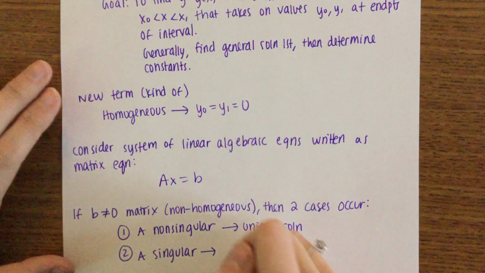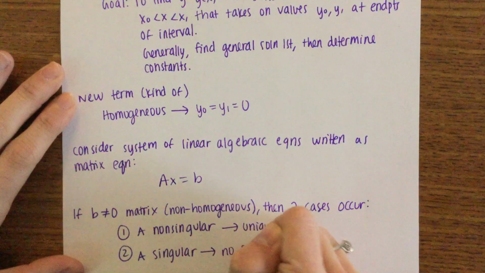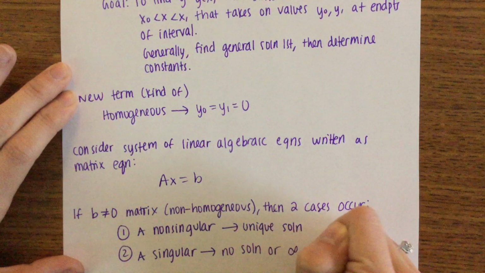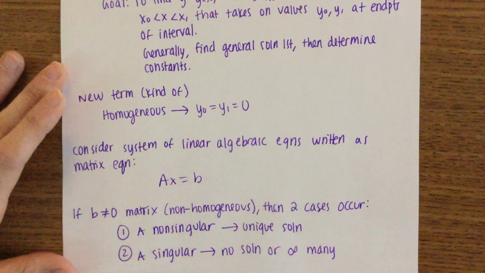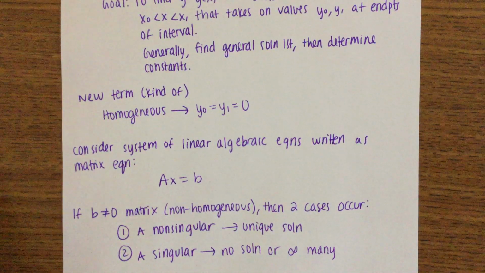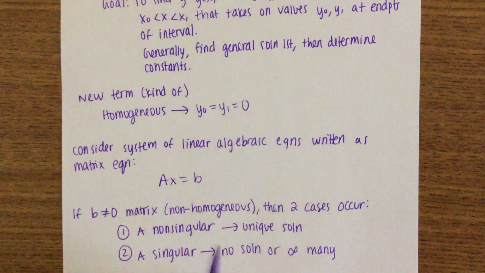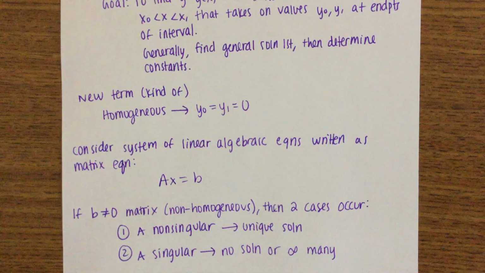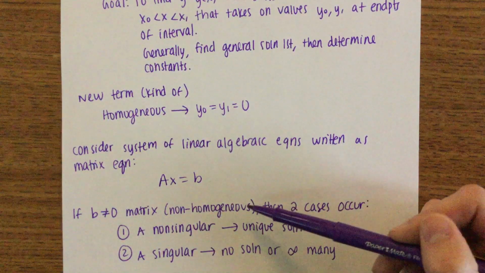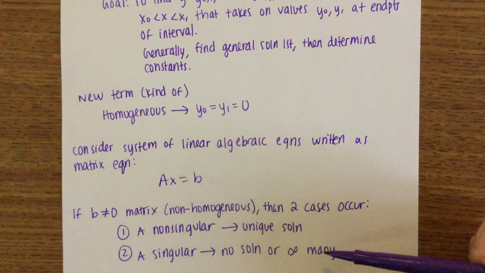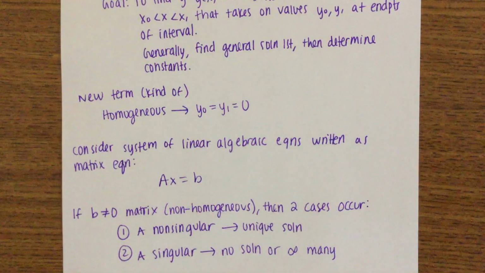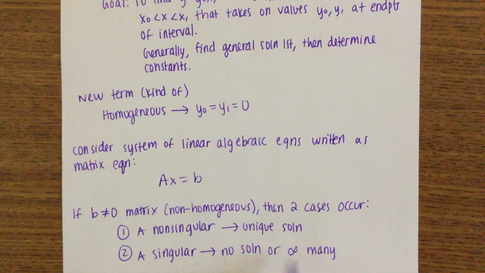If A is singular, then either we have no solution or infinitely many solutions. Okay, so a non-homogeneous boundary value problem is going to work the same way. If it's non-homogeneous, either there will be a unique solution or no solution or infinitely many. These two often come together, and you'll see what I mean by that in a little bit.